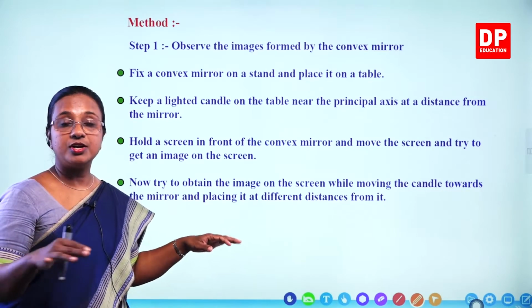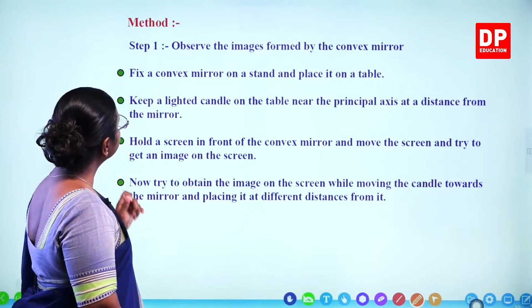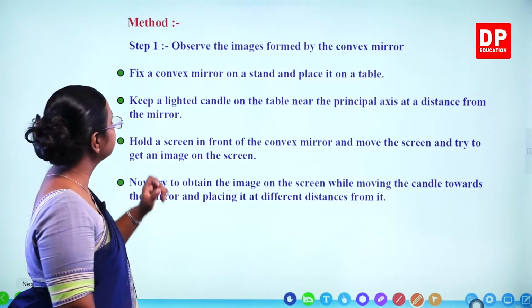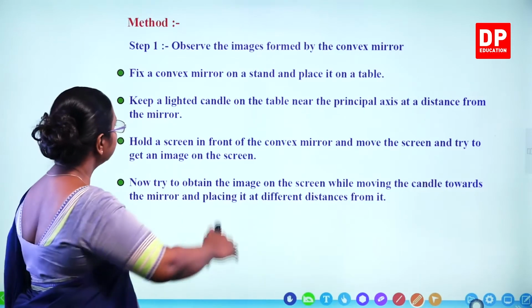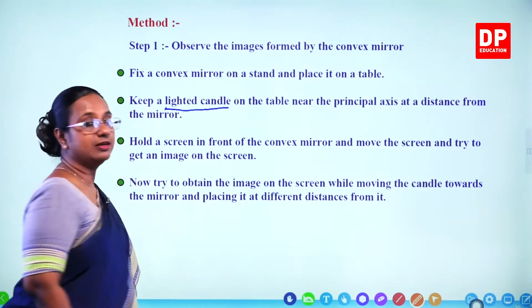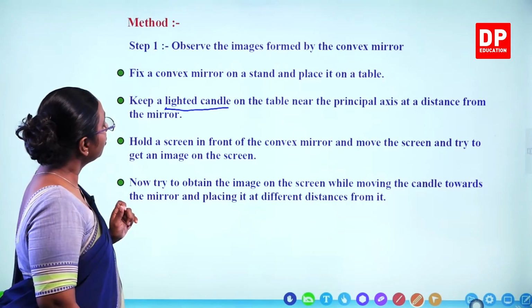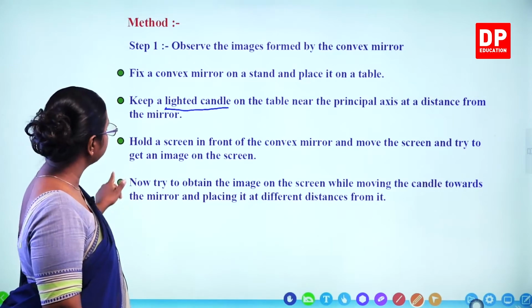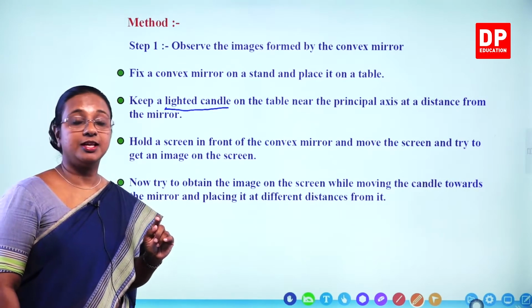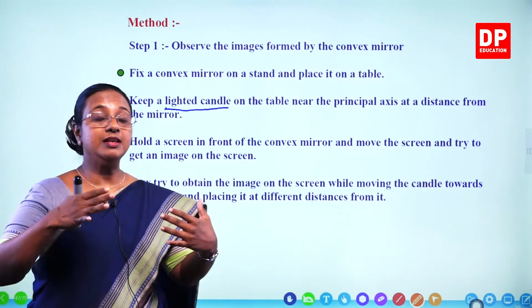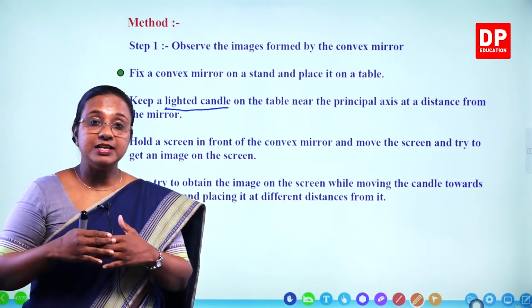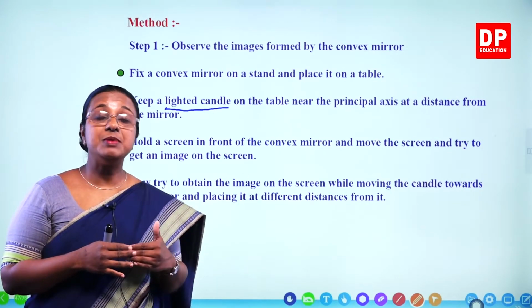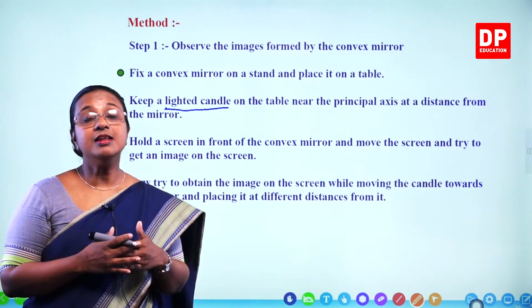So it's a horizontal table, a flat surface. Keep a lighted candle on the table near the principal axis at a distance from the mirror. So here the lighted candle is going to be the object. Hold the screen in front of the convex mirror and move the screen and try to get an image on the screen. So we have to move the screen. You can start from a far away distance, say 50 or 60 centimeters away from the mirror like we did before. And you can bring the screen closer.